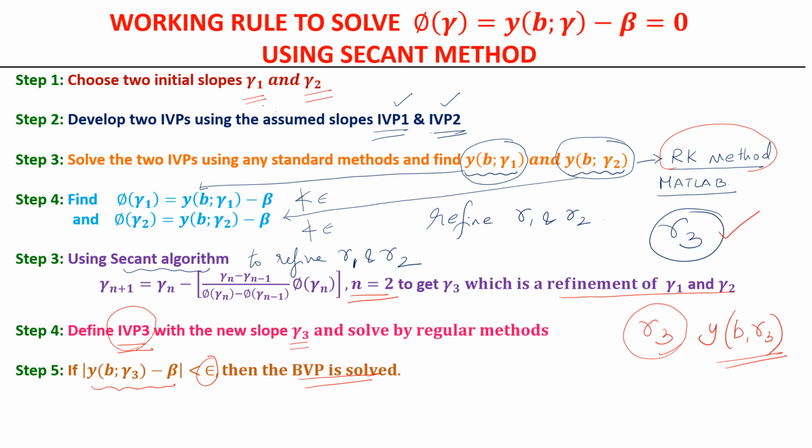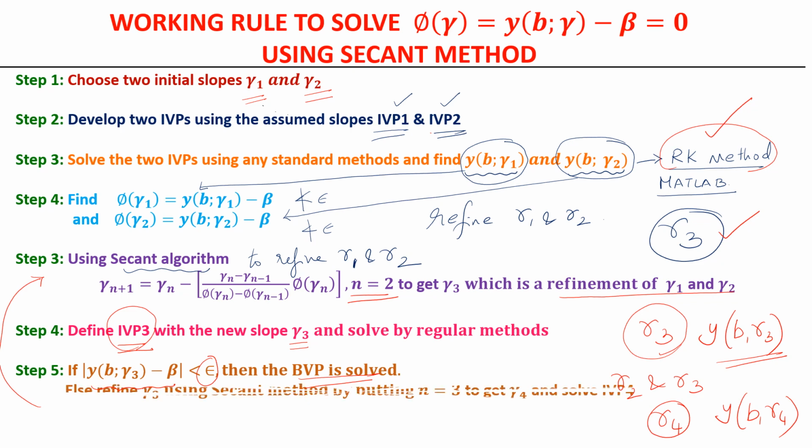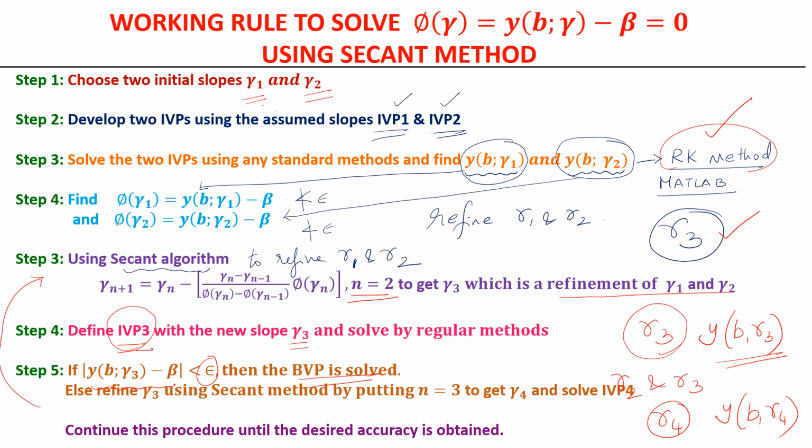If it is not so, we have to proceed with step 3. In this case, I have to find the refinement of gamma 2 and gamma 3 to get gamma 4, and then find y of b comma gamma 4 using the same RK method. Naturally, once you see this procedure, you find that it is not something that could be done manually. You need to definitely use a software tool to do this. But understand the procedure so that we could code it in C, MATLAB or Mathematica and get the results instantaneously.